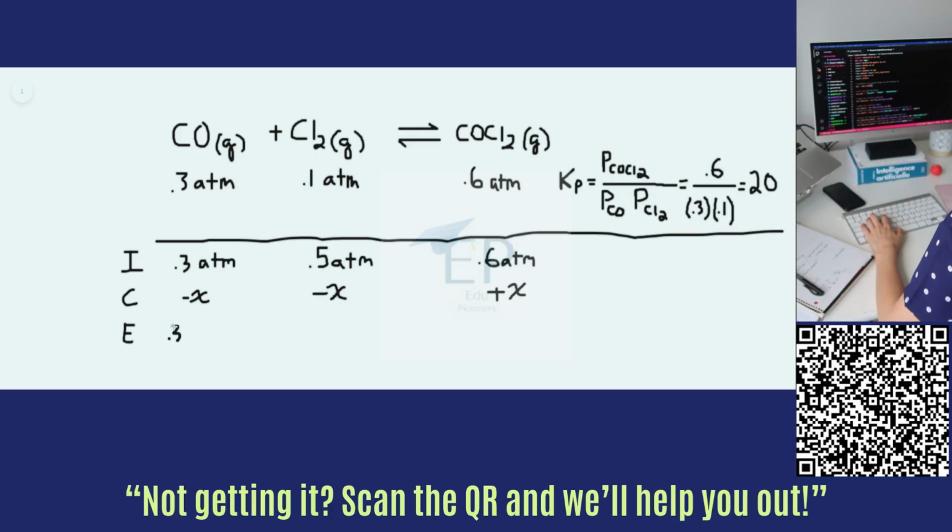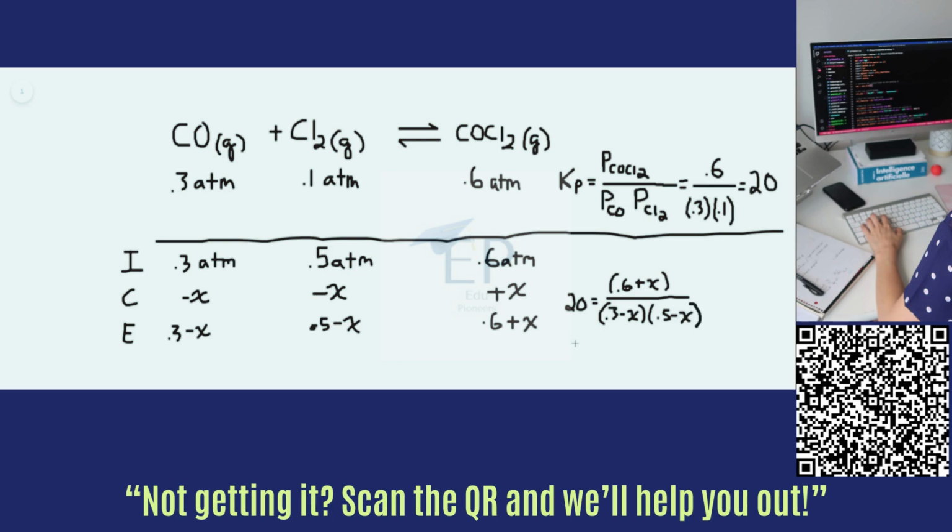So then to express what the equilibrium partial pressure is, 0.5 minus x and 0.6 plus x. These are expressions for the equilibrium partial pressures, and we're going to plug those into our equilibrium equation. So we'll have 20 equals 0.6 plus x over 0.3 minus x times 0.5 minus x.